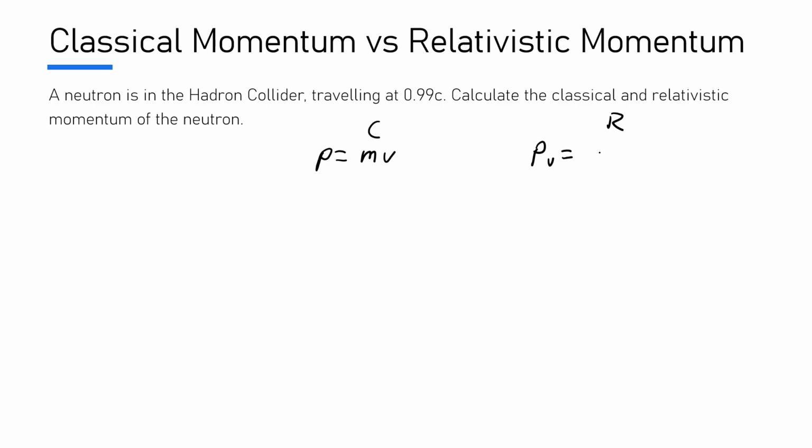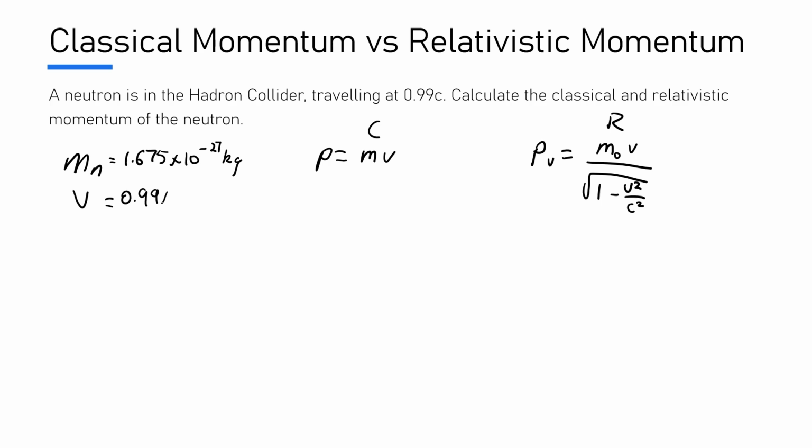That is that p_v is equal to m naught v on the square root of 1 minus v squared on c squared. To solve, we're going to need our mass for our neutron, which is 1.675 times 10 to the negative 27 kilograms. The velocity of the neutron, which is 0.99 times 3 times 10 to the 8 meters per second, which means that v squared on c squared can be written as 0.99 squared. There's no rearranging needed for either solution, so let's substitute and see what we get.